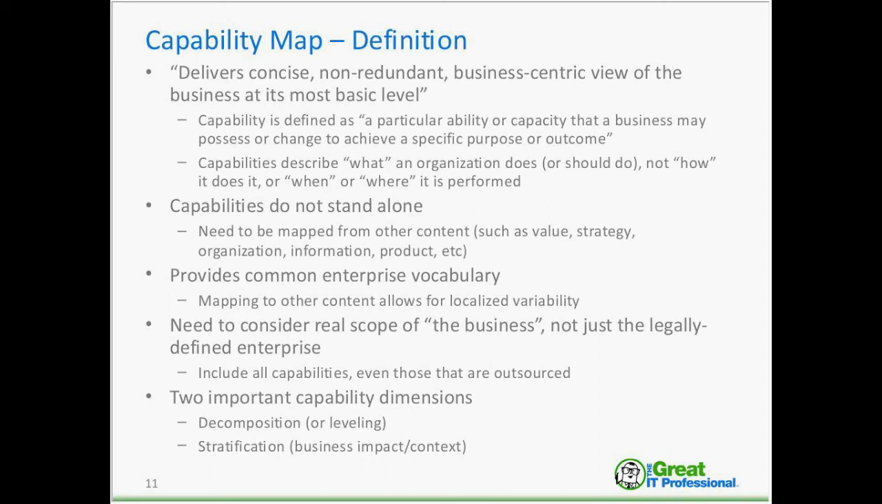But ultimately, capabilities describe what an organization does or should do, but not how it's done. That tends to be more of a process-related question. When it's done, where it's done, or who does it. That's where we get into this concept of cross-mapping once we have a capability model.